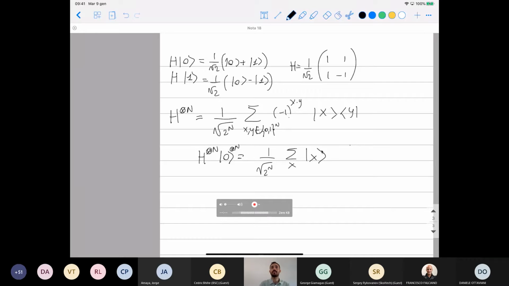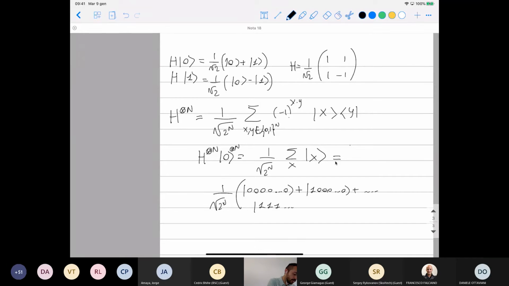So x is basically what you obtain when you apply H⊗n to |0⟩^n: a superposition of all the bit strings. It's something like 1 over square root of 2^n of |0,0,0,0⟩ plus |1,0,0,0⟩, plus, and so on, until you get |1,1,1,1⟩.